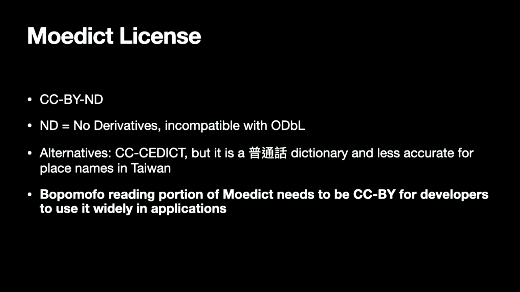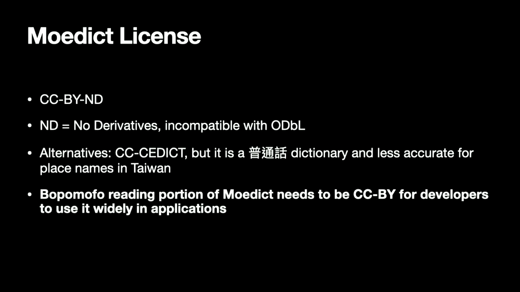There are alternative datasets like CC-CEDICT, but it is very focused on what's called Putonghua, or simplified Chinese. So if you have a word like 垃圾, here we call it one way, but in the dictionary it will be another. So for Taiwan place names, it's ideal to have a dictionary that is more localized. But right now there's this licensing issue that really limits how much a software developer can do with it.